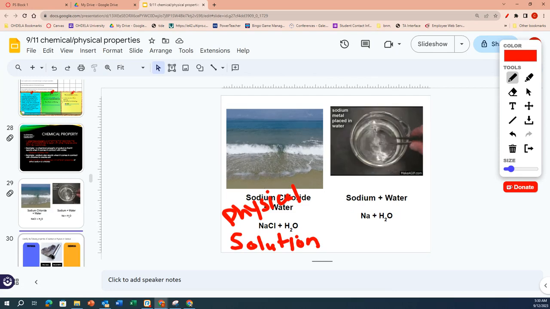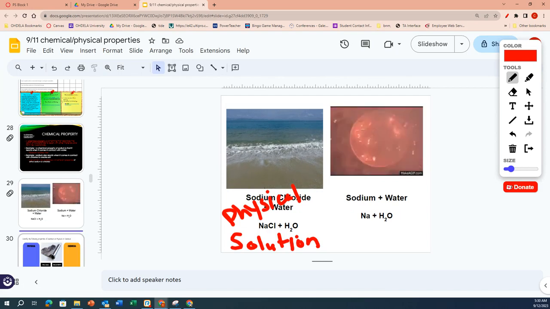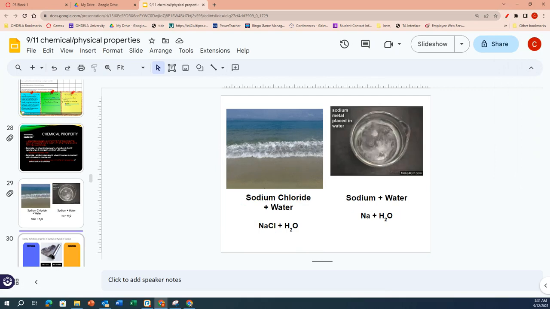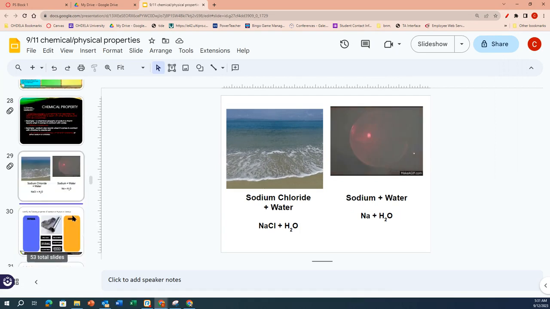Sodium and water, you can see it reacting. It's heating up, creating some fire. It's very dangerous. That's one of the reasons that, if you have a lithium battery, you don't want lithium to be exposed to the air, because it reacts with air. Lithium is a metal, sodium is a metal, and they both are very violent reactors.